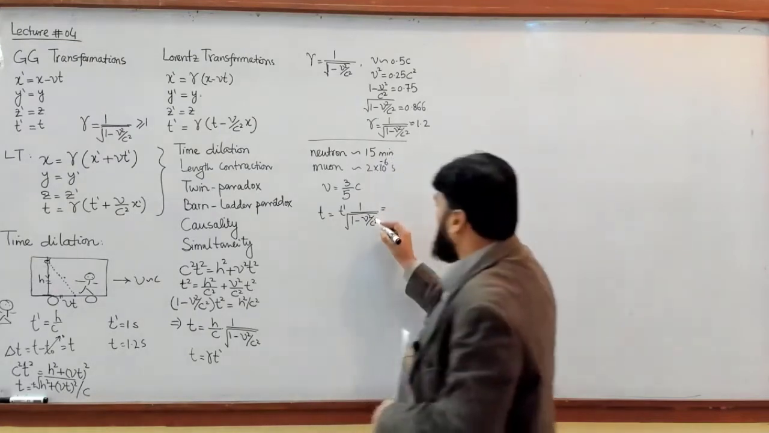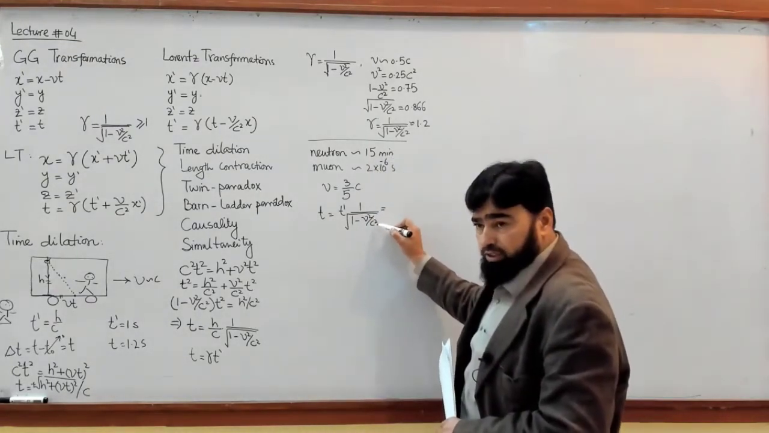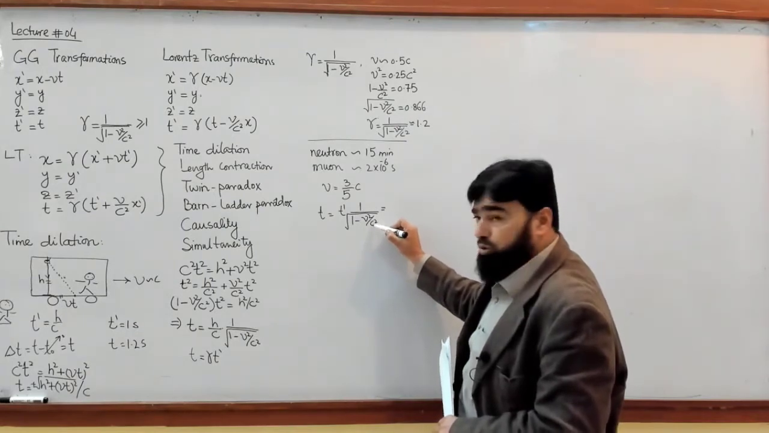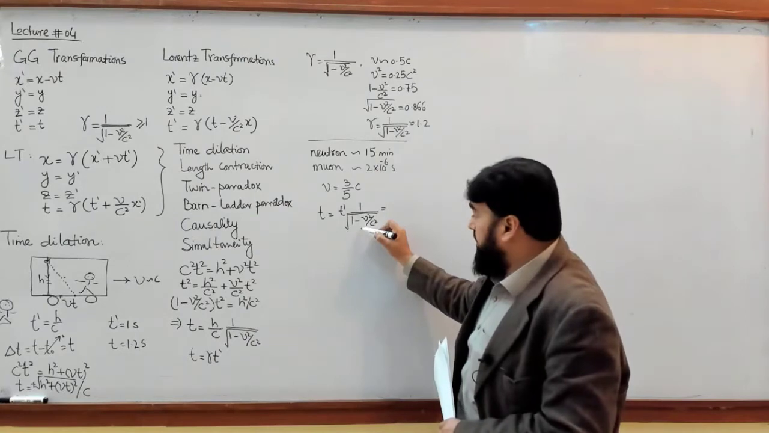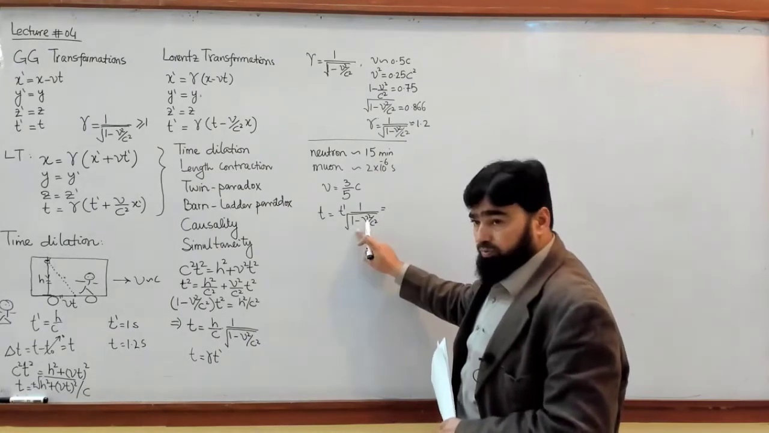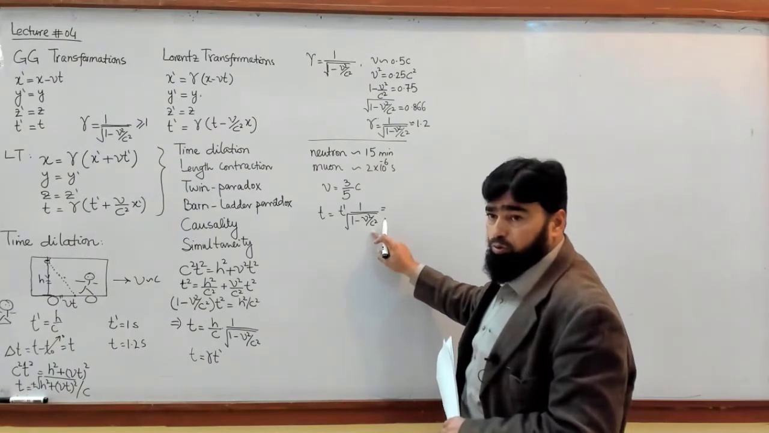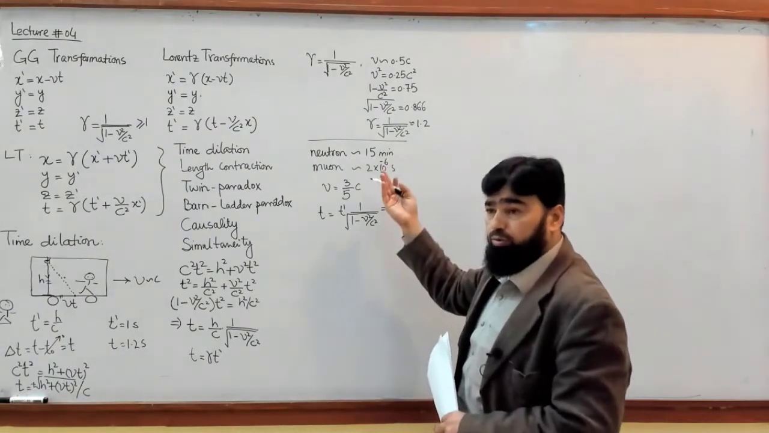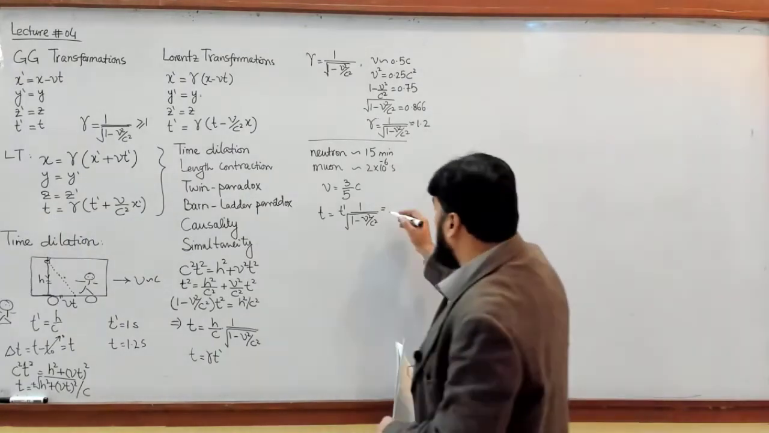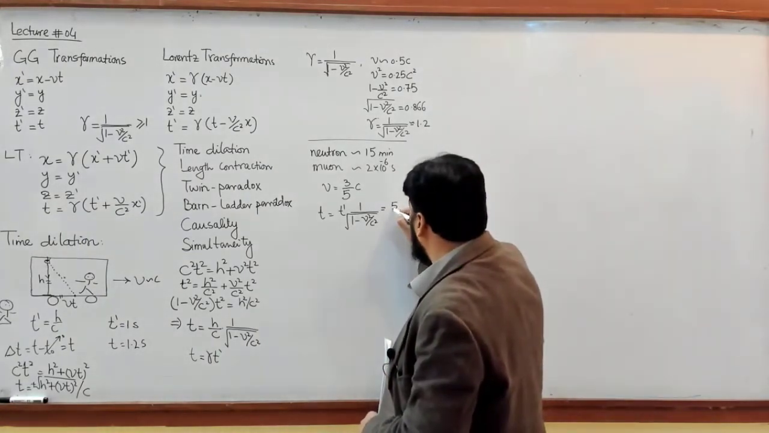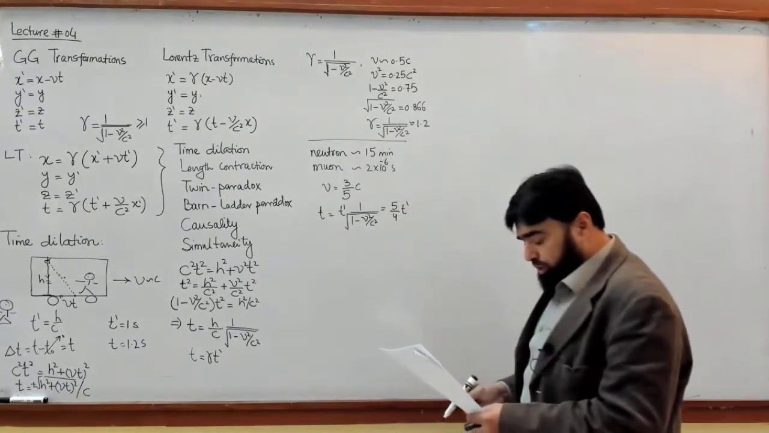Now if I put 3 over 5 here, c squared will cancel and it will become 9 over 25, 25 being the LCM. So it will become 16 over 25, whose square root is 4 over 5, and when reciprocated it is 5 over 4. So we will have the gamma value equal to 5 over 4, and t equals gamma times t prime.